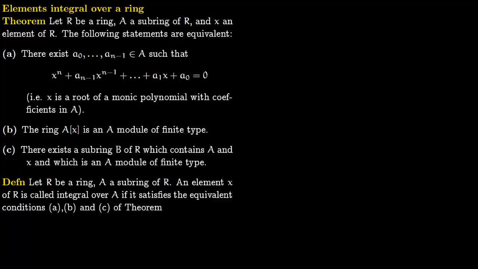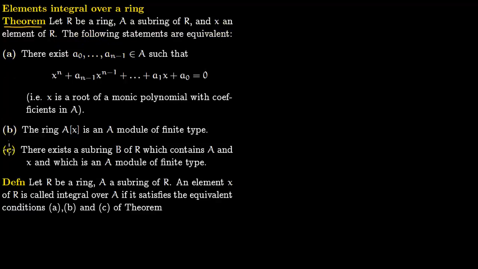In this lecture we talk about elements integral over a ring. So we will give three conditions for an element to be integral over a ring, and all three of them are equivalent. So first we start with the theorem and then we will define. You start with some ring R, A is a subring of R, and X is some element of this ring R. Then the following statements are equivalent.